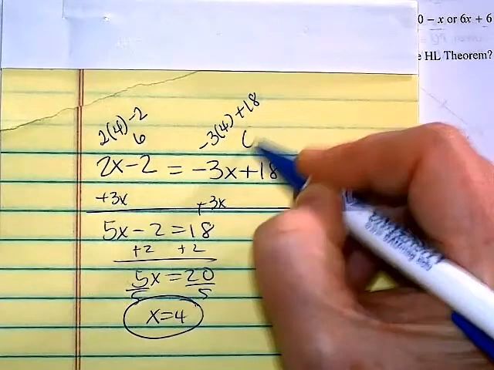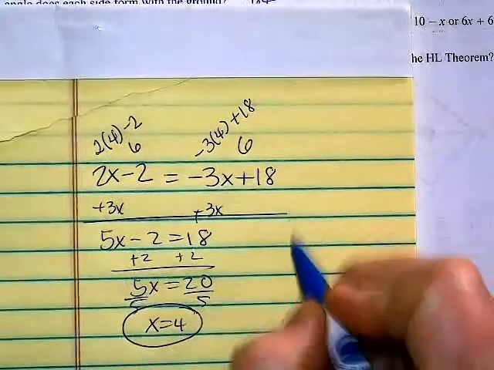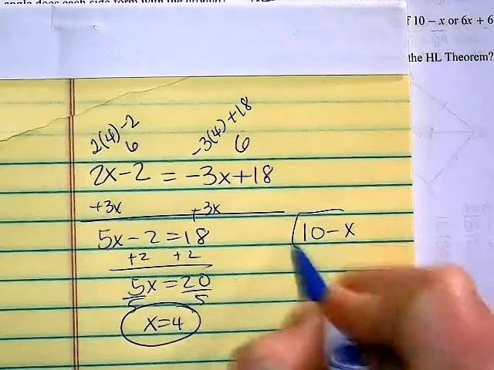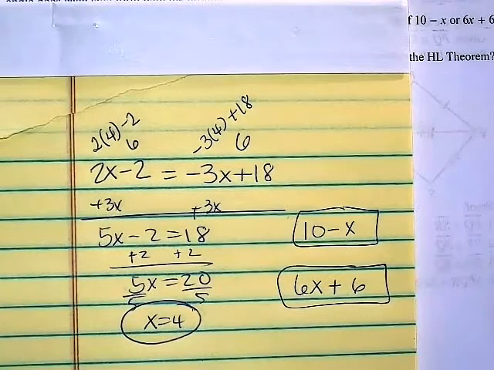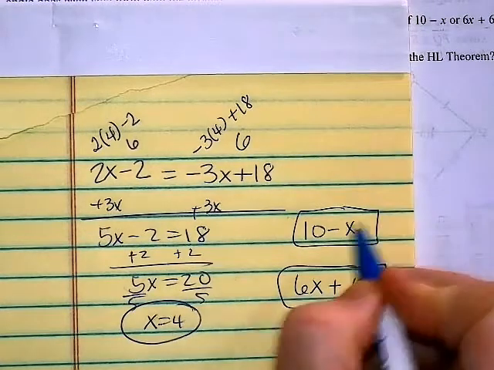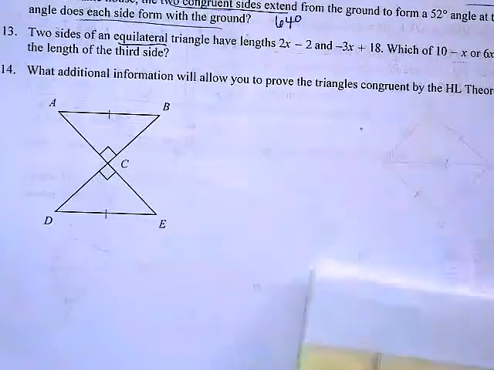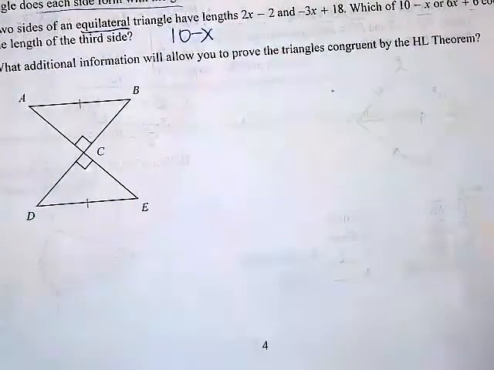6. Okay. The question is, we have 10 minus x or 6x plus 6. One of these is the third side's equation and one's not. For it to be the third side's equation, when I use 4 in place of x, what am I supposed to get? 6. So which one works? 10 minus x is my answer. So 10 minus x is the answer for 13.